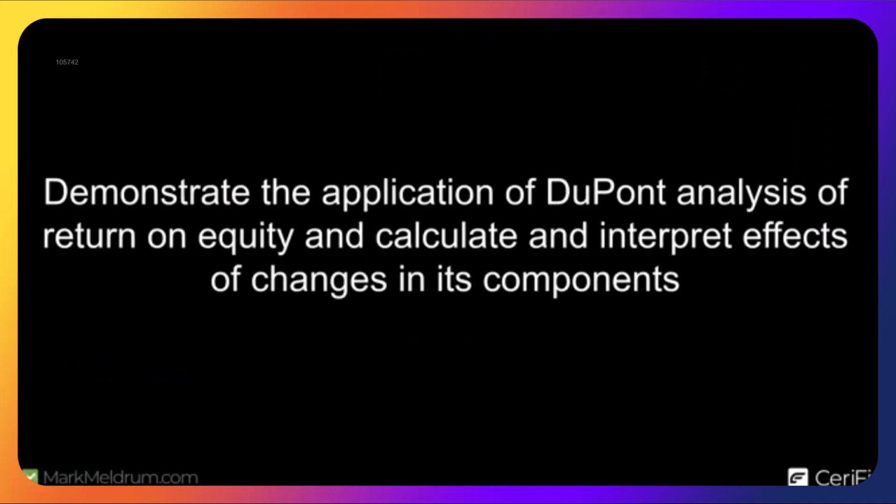That leaves us with our final big task. We have a couple of LOSs at the end, which will take us about 9.5 seconds to get through. The last big one is DuPont. Demonstrate the application of DuPont analysis of return on equity and calculate and interpret effects of changes in its components. All we're going to do here is break down a ratio we've already met, ROE.